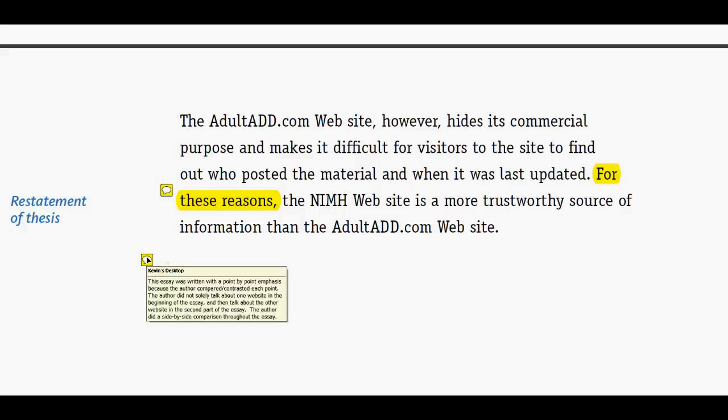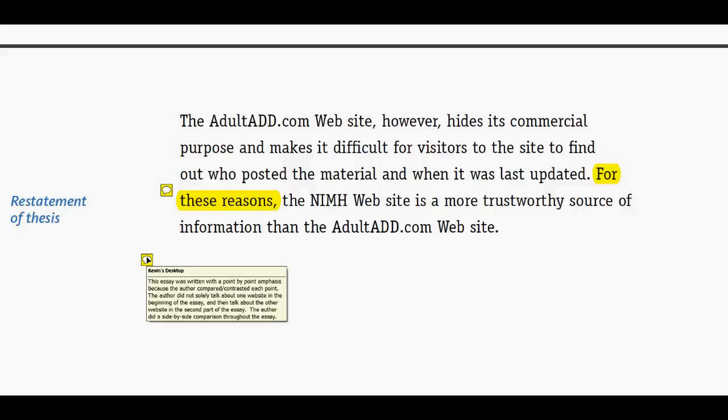This essay was written with a point-by-point emphasis. This means that the author chose to compare each point and talk about each point by comparing both websites. The author did not talk about one website in the beginning of the essay and then talk about the second website at the end of the essay. The author decided to intermingle them and talk about them each point by point.